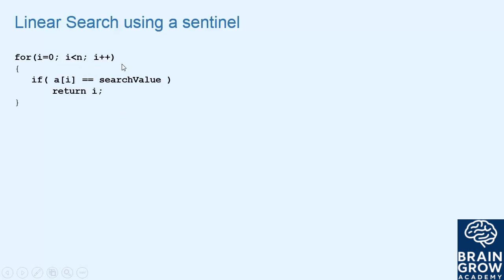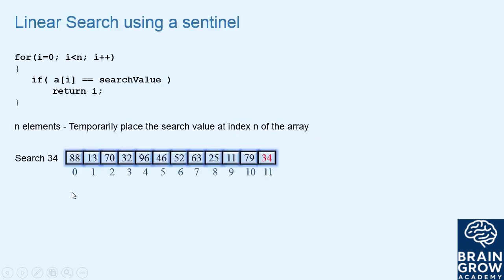Now, we can eliminate this comparison i is less than n if we place the search value at the end of the list. So if we have n elements, then we can temporarily place the search value at index n of the array. For example, in this array, we have to search for this value in these 11 elements. So we have placed this search value 34 at index 11.